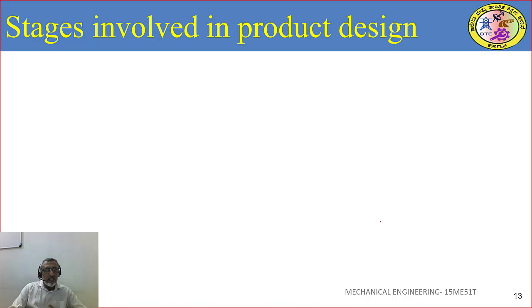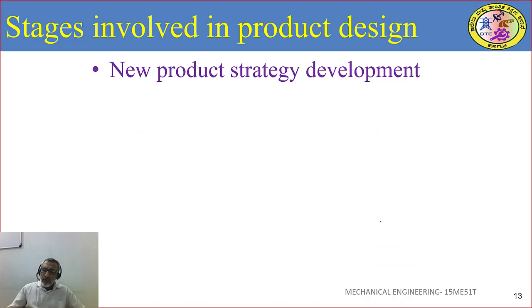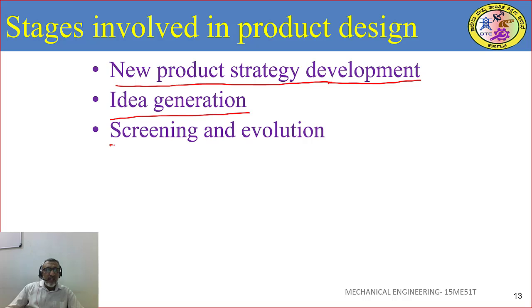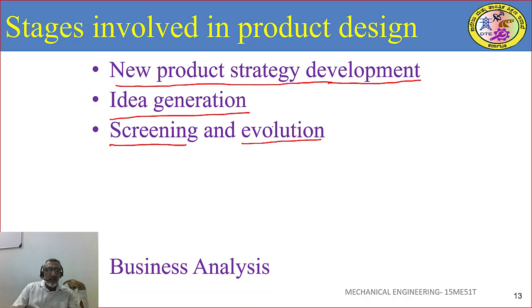Let's discuss the steps involved in product design. Whenever a new product is to be developed, the company will have a strategy. So how to develop a new product? Suppose a company wants to develop a new mobile. So what is the strategy for doing that? And then there will be ideas. There should be idea generation. That means what are the features required in the new product? How do we incorporate that? And then these ideas are to be screened and they will evolve. So all ideas may not work. So we have to see what are the ideas which can be brought into real life. What are the ideas which can be incorporated in the new product.